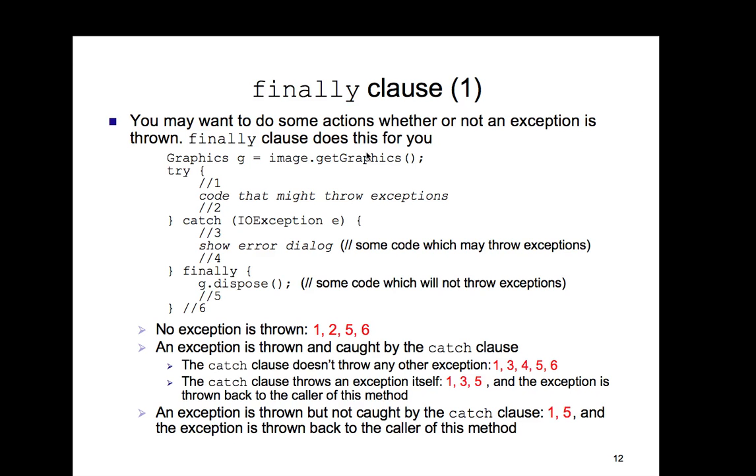So let's take a look at this finally, which is different. Same concept in other languages, but here's how it's implemented. Instead of a catch, we're using the word finally. That means if we didn't catch anything else, finally, something like default on a switch case in C or C++. So you want to do some actions whether or not an exception is thrown. The finally clause does this for you.